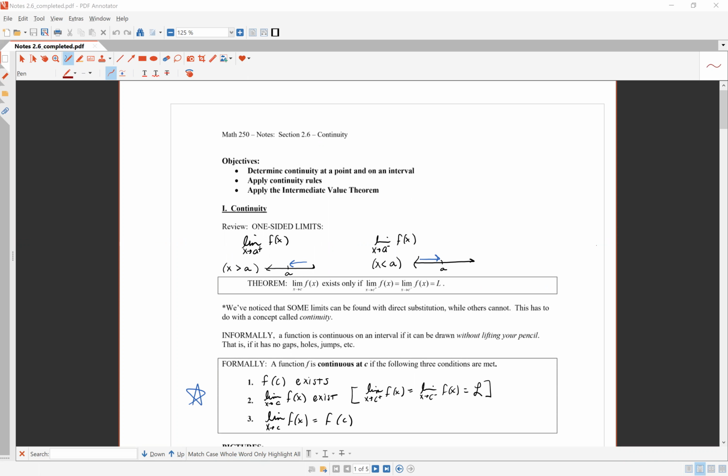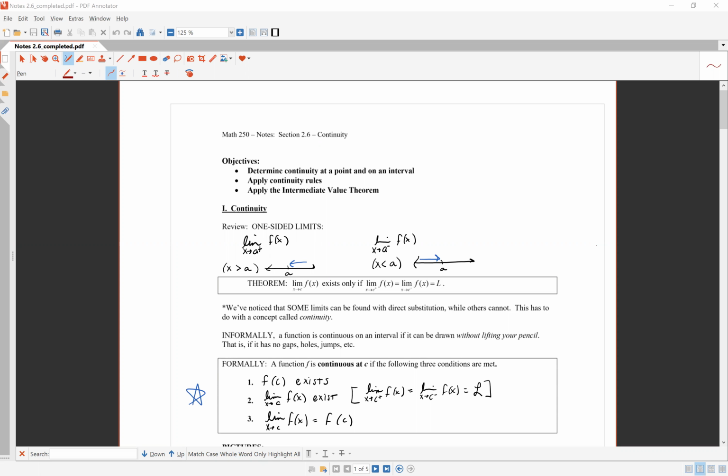Okay, so now we're going to talk about continuity. Some of this is really great if you're a math major. Math 250 students usually aren't asked to memorize a lot of definitions, so it's a good idea to have some general idea of what these things mean.